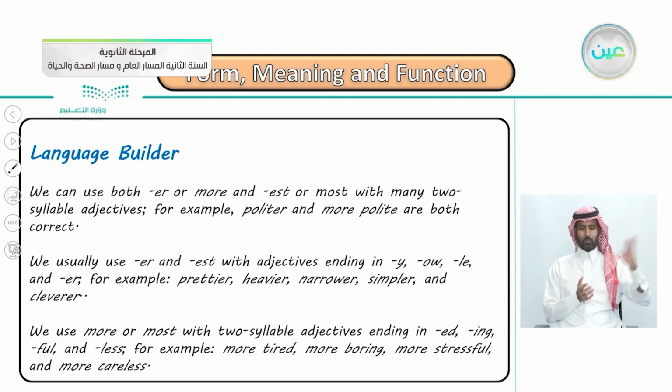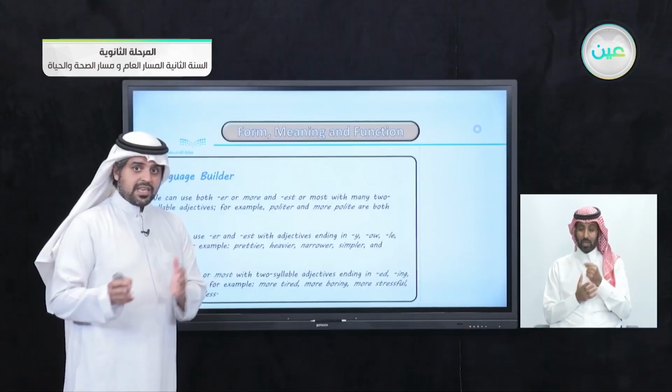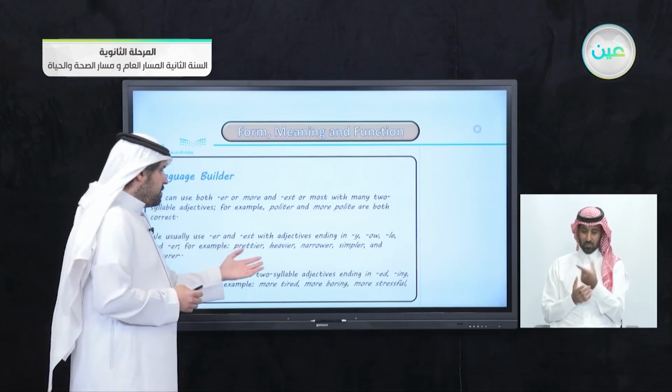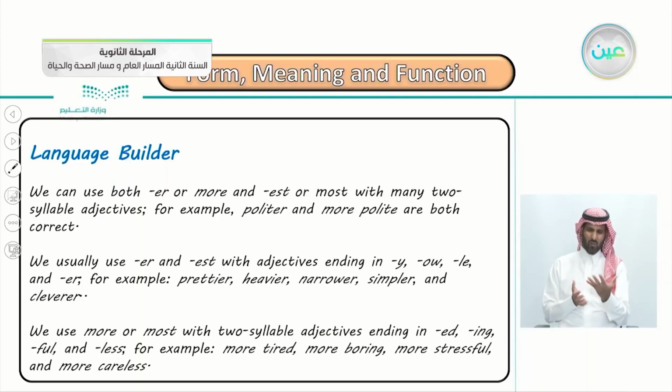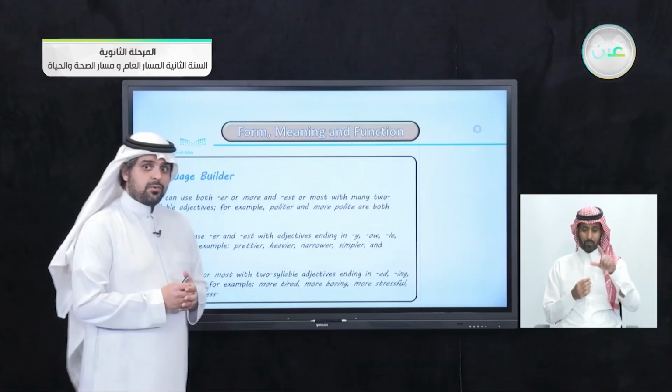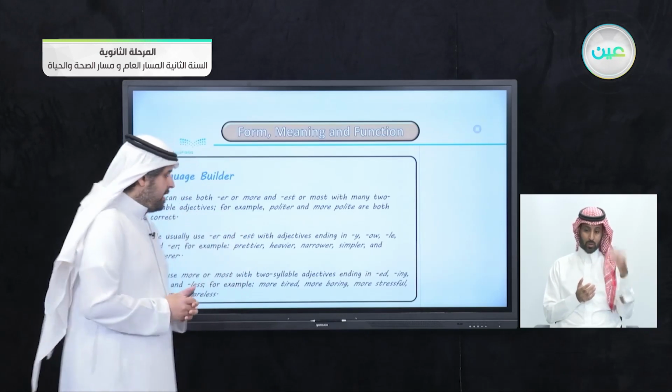For example, the adjective pretty, we say prettier. The adjective heavy, we say heavier. Narrow, narrower. Simple, simpler. And clever, we say cleverer. So we usually add ER or EST, so we treat them as if they were a one-syllable adjective.